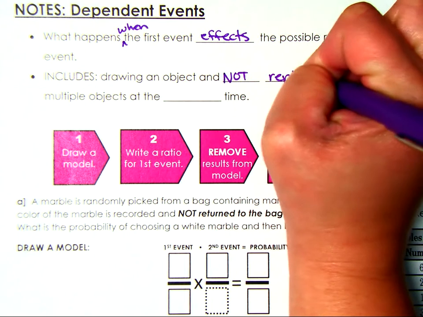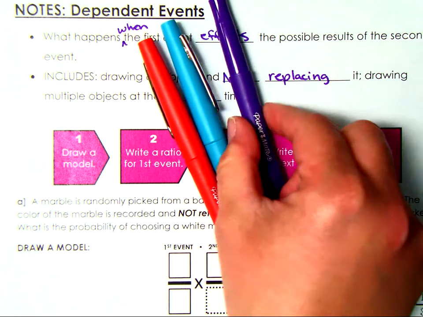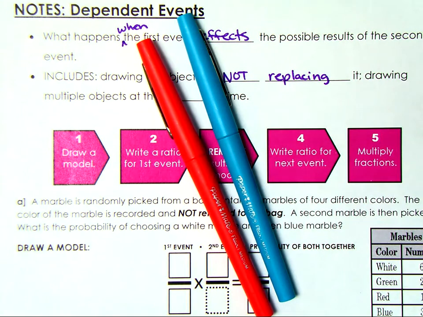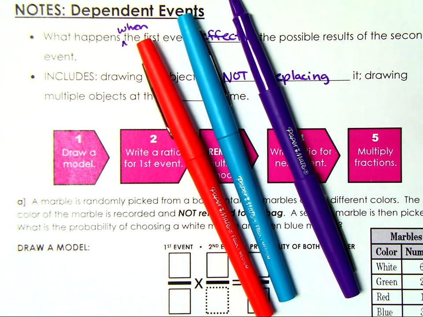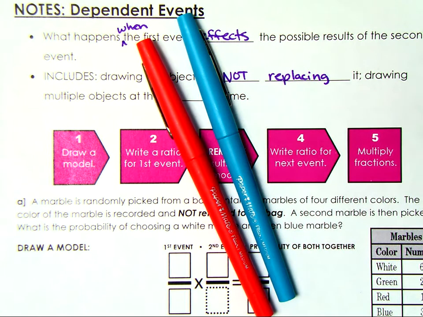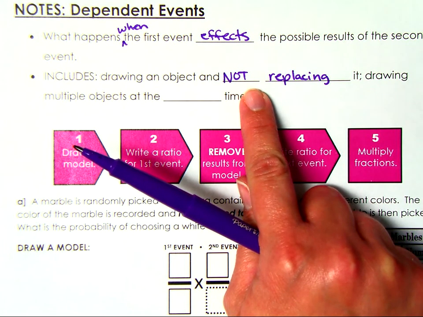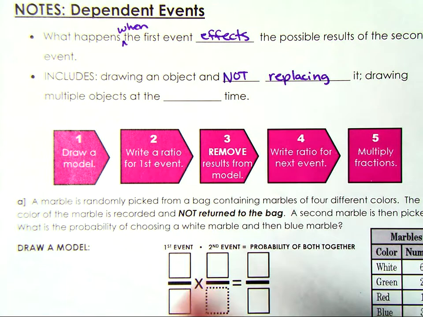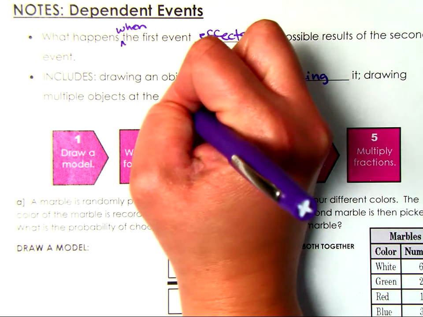And if you stop and think about it, if I have these three markers and I take this purple, I have a 1 out of 3 chance of getting that purple. If I replace it, I still have 3 total. If I don't replace it, now that directly affects drawing a second pen, because now I only have 2 total. So when you're not replacing an event, the pen, the marker, whatever it is, it's directly affecting your second event because your total is changing. It also includes drawing objects at the same time.